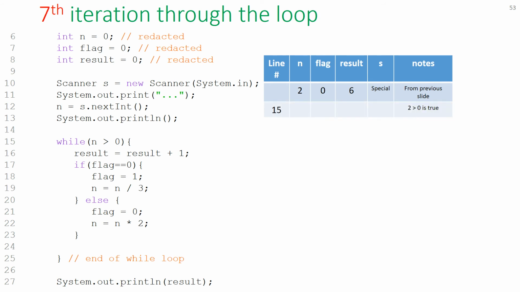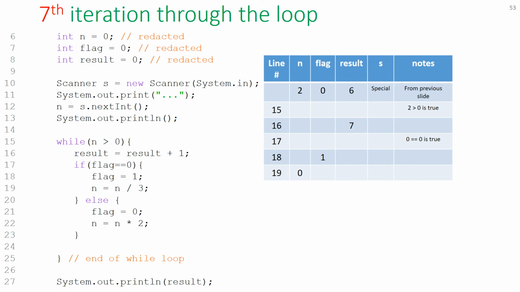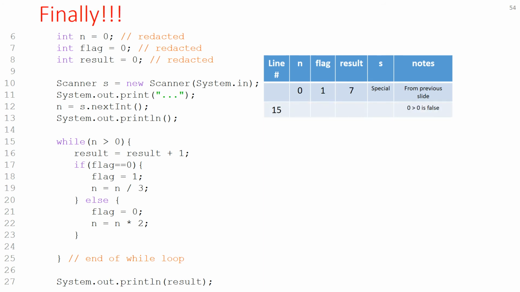Next iteration. 2 greater than 0. True. Iteration 7. 0 equals 0. Yes. Toggle the flag variable. There we go. Now I divide n by 3. That gives me 0 because it's an integer division. Exactly, yeah. I finally can go home. Please let it be done. And then I reach the end of the loop. And then my condition is false.